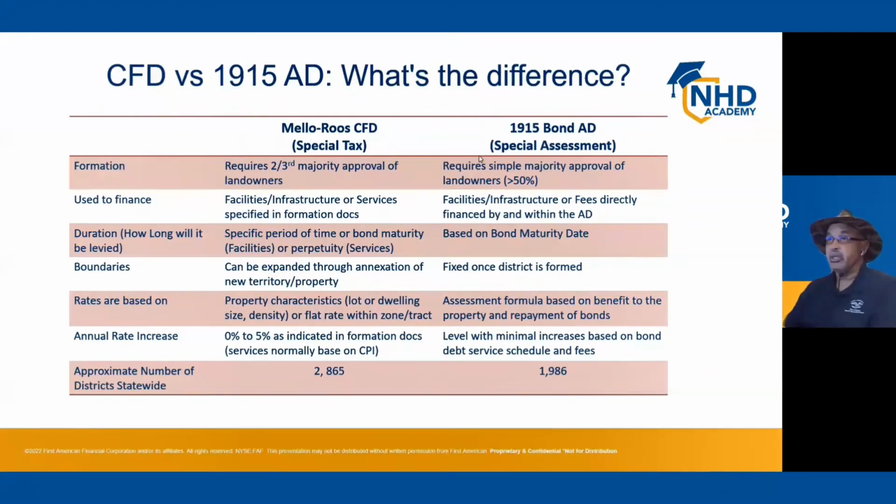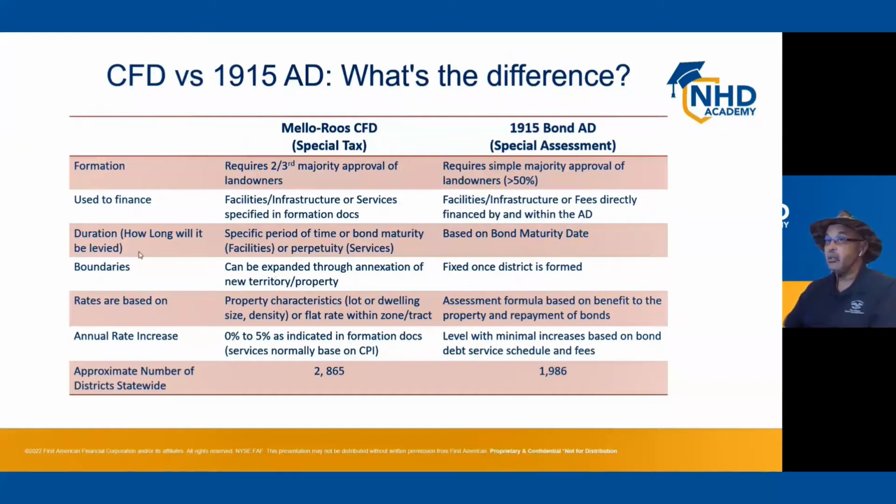One of the questions that we often get is, what's the difference between a Mello-Roos and a 1915 bond district? This chart here outlines the primary differences, starting with the formation. Mello-Roos, 2/3 majority. 1915 bonds is a simple majority. Mello-Roos can be used to finance facilities and infrastructure or services, which are specified in the district's formation documents. 1915 bonds can be used to finance facilities and infrastructure or fees financed by and within the assessment district.